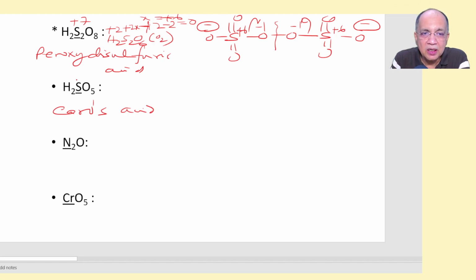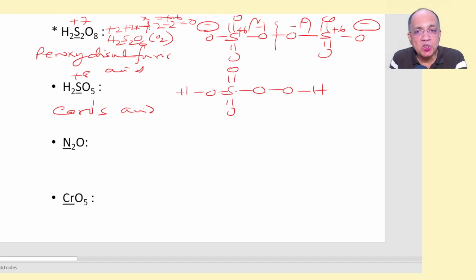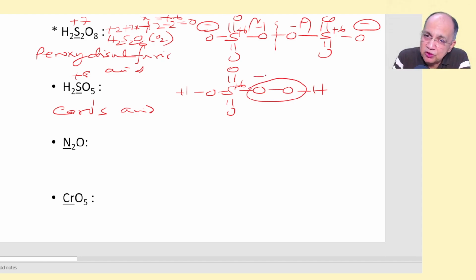Here you will find plus 8, yes, plus 8. So drag it back to plus 6. It can't be, because there is a peroxy linkage. So sulfur is losing only 6 electrons. Because 2 electrons out of the 5 were of a different type, -1 type, that is why this wrong result is coming. N2O, this is the laughing gas.